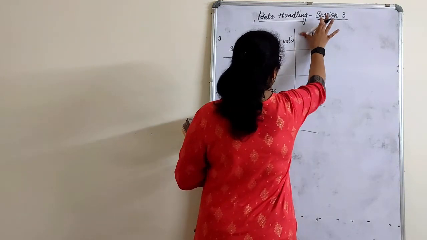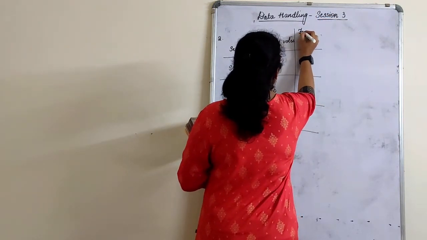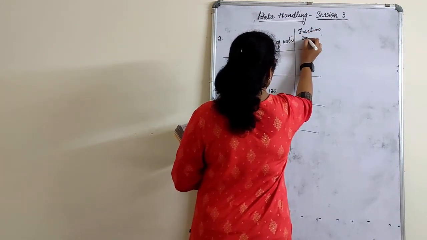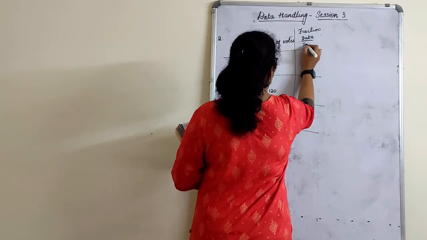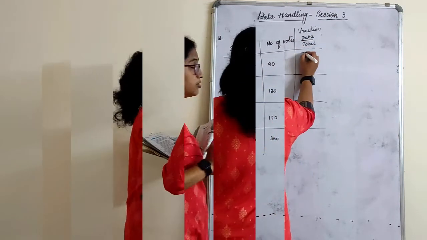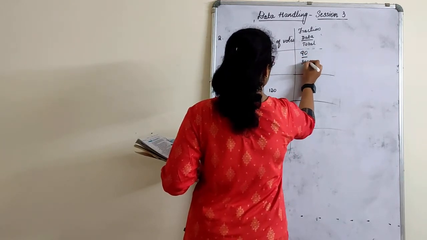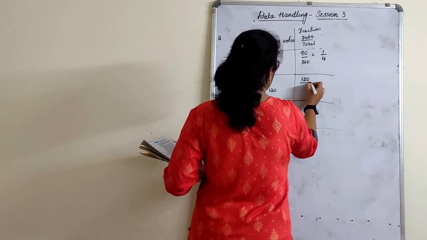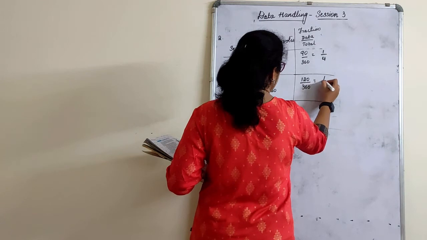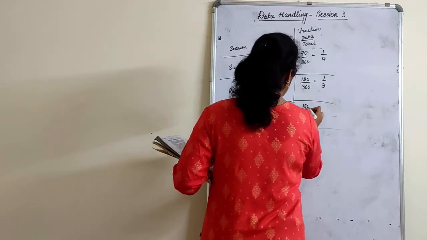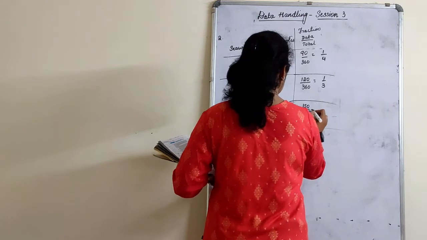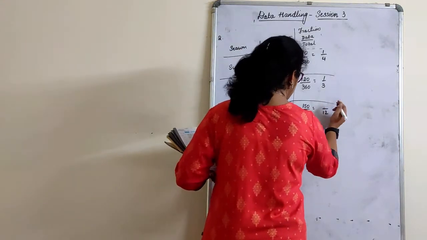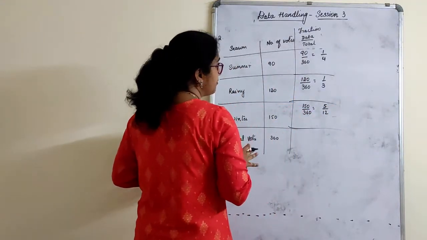So how is the fraction calculated? Fraction is calculated by given data by total. The fraction is 90 by 360. So 9 0 and 0, 9 1s are 9, 9 4s are 36, so 1 by 4. Then we have 120 by 360. 12 1s are 12, 12 3s are 36, so 1 by 3. Then we have 150 by 360. So this is, sorry, not 1 by 12, 5 by 12. We got the fractions here.